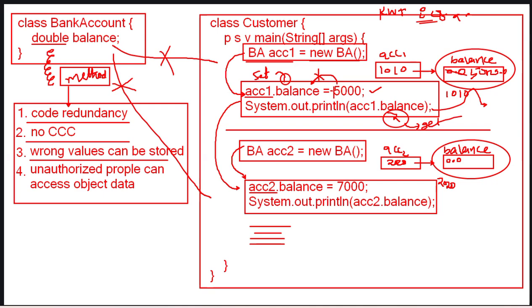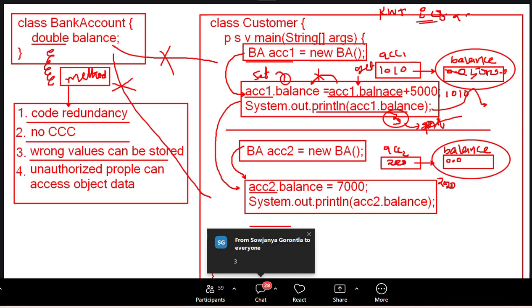Actually here, deposit means what? You have to read the existing balance, then you have to add 5,000 to it. So retrieving this existing balance is called what? Getting. And this printing is called printing. Totally how many methods? Number one, the setter method. Number two, the getter method. Number three, what? The print method, display method. Totally three methods we have to create. First, declare this field as private.